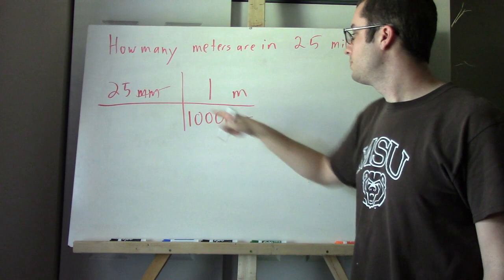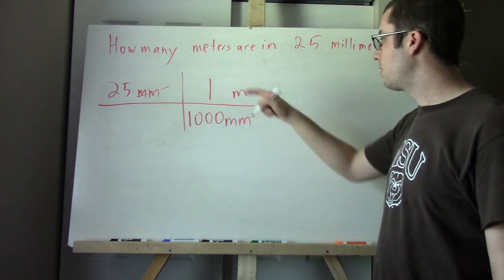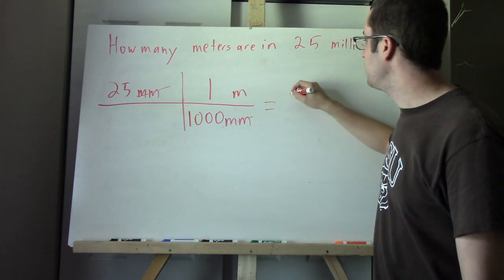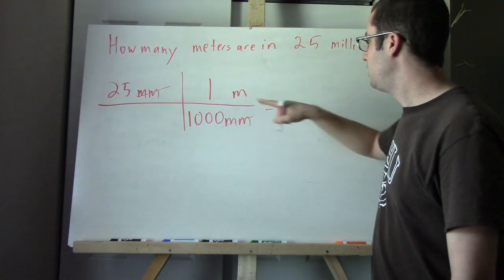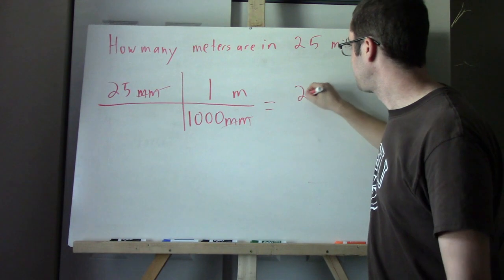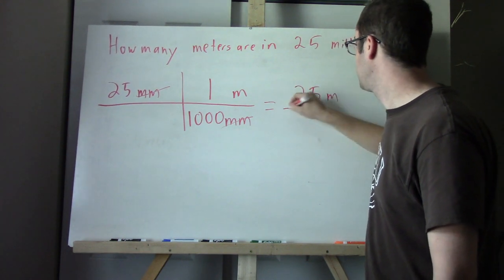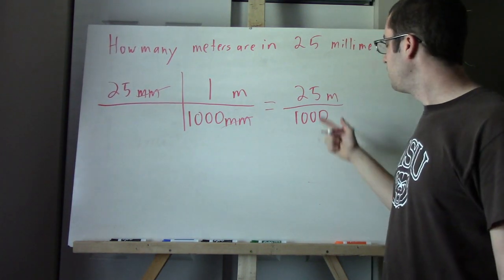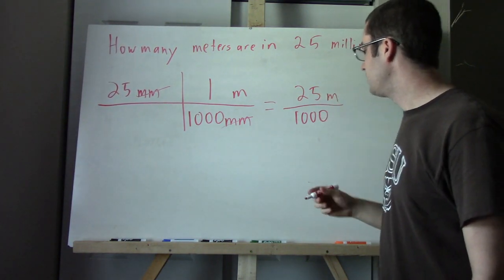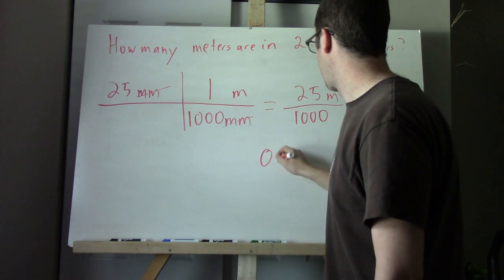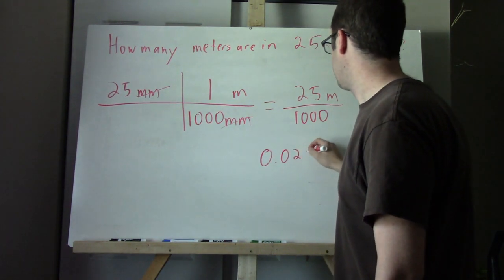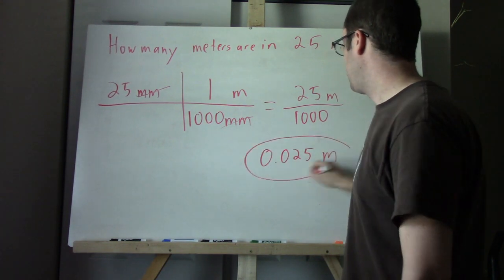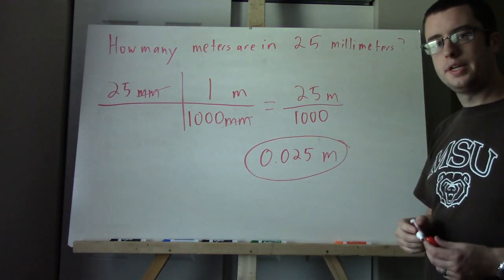So we have millimeters both on top and bottom, so those go away. We're left with meters, which is what we want. So then we just simply work out the problem. So multiply the top together. 25 times 1 meter. It's going to be 25 meters over 1,000. Then whenever we go to do that math, 25 meters over 1,000 should get 0.025 meters, and there is our final answer.